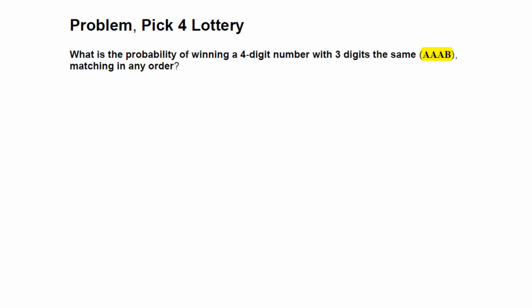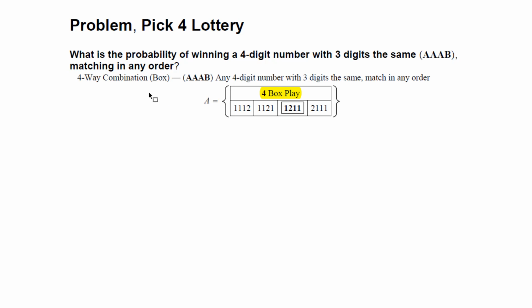Another question, what is the probability of winning a 4-digit number with 3 digits the same, such as AAB, matching in any order? In such a case, they call it a 4-way box, and the reason why, because if we have a ticket such as 1112, we can arrange it in order in 4 different ways.